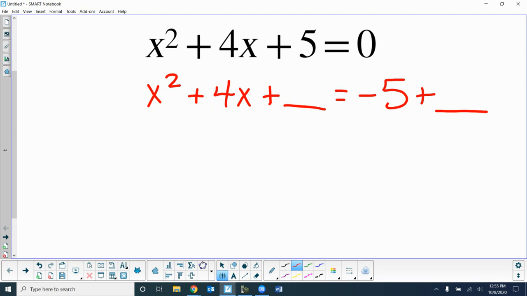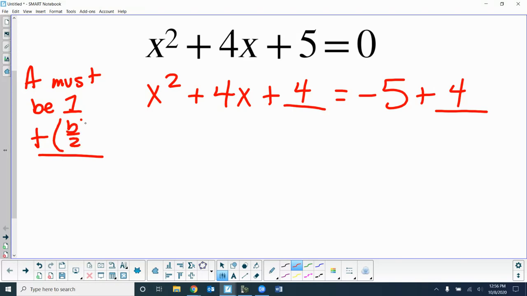All right, so how do I fill in the blank? 4 divided by 2 is 2, and 2 squared is 4. All right, so we should put a 4 in there. So, first thing, A must be 1, right? And then the blank is B over 2 squared, the B value. Remember, the blank is always adding the blank, because it's always going to be a positive number.